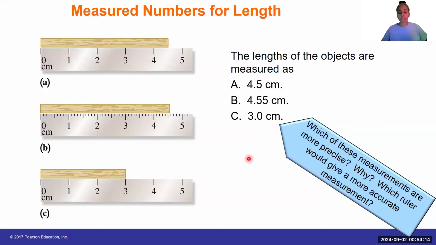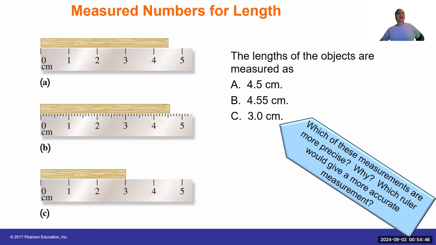So now, again, which of these measurements is more precise? Which one do you think? Why? I would say letter B, because I'm able to measure to 2 decimal places instead of just 1. Which of these have a more accurate measurement? Well, because the precision on this ruler is a little bit better, I can get a more accurate measurement than using either the rulers in A or C.